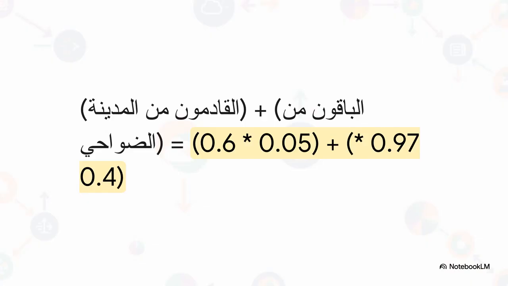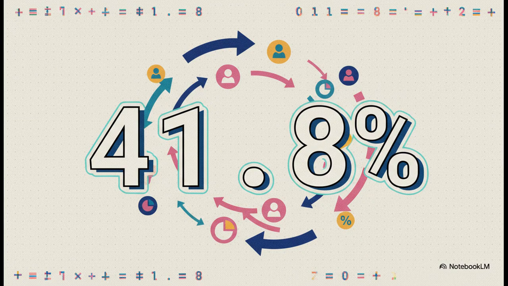And we do the same thing for the suburbs. We take the people who moved out of the city, 5% of the 60%, and add them to the people who stayed in the suburbs, 97% of the 40%. And that result is 0.418, or 41.8%. And notice, if you add our two results together, 58.2% and 41.8%, you get 100%. So our math checks out perfectly.